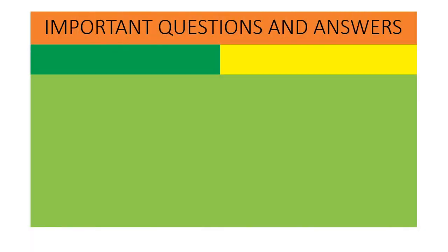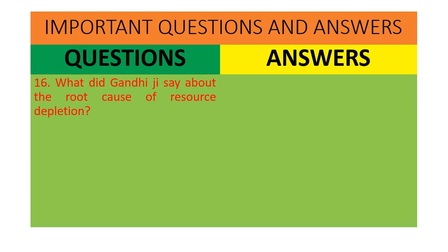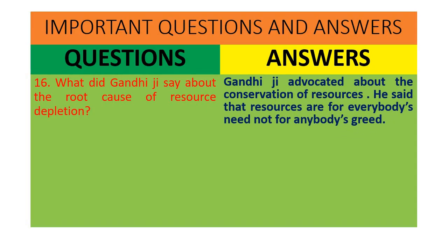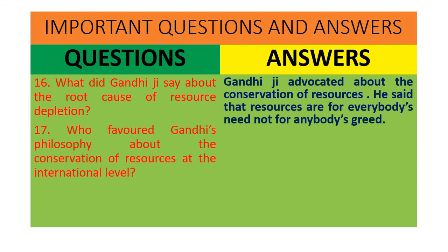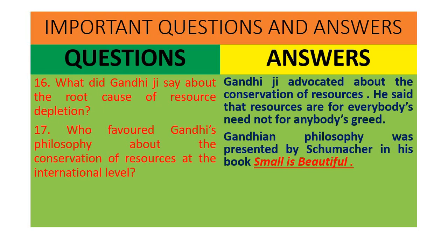The next is what did Gandhiji say about the root cause of resource depletion? The answer is Gandhiji advocated the conservation of resources. He said that resources are for everybody's need, not for anybody's greed. So one should not work for the greed, but for the need of everyone. That was said by Gandhiji. Next is who favored Gandhiji's philosophy about the conservation of resources at the international level? And the answer is Gandhian philosophy was presented by Schumacher in his book Small is Beautiful.